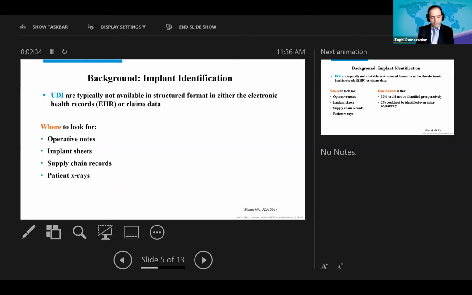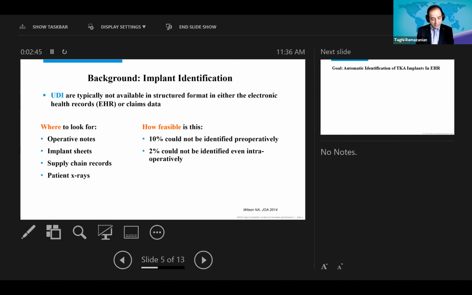So where to look? Implant information may reside in hospital operative notes, implant sheets, supply chain records, etc. And if it's easy, it's not. It's a time-consuming and sometimes frustrating process. About 10% of implants couldn't be identified before surgery, and 2% couldn't be identified even during the revision surgery.